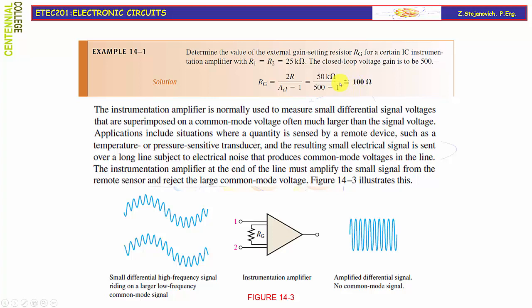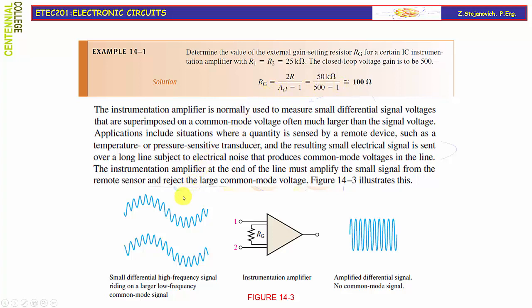The instrumentation amplifier is normally used to measure small differential signal voltages that are superimposed on a common mode voltage, often much larger than the signal voltage. Applications include situations where a quantity is sensed by a remote device, such as a temperature or pressure-sensitive transducer, and the resulting small electrical signal is sent over a long line subject to electrical noise that produces common mode voltages in the line. The instrumentation amplifier at the end of the line must amplify the small signal from the remote sensor and reject the large common mode voltage, as illustrated in figure 14-3.